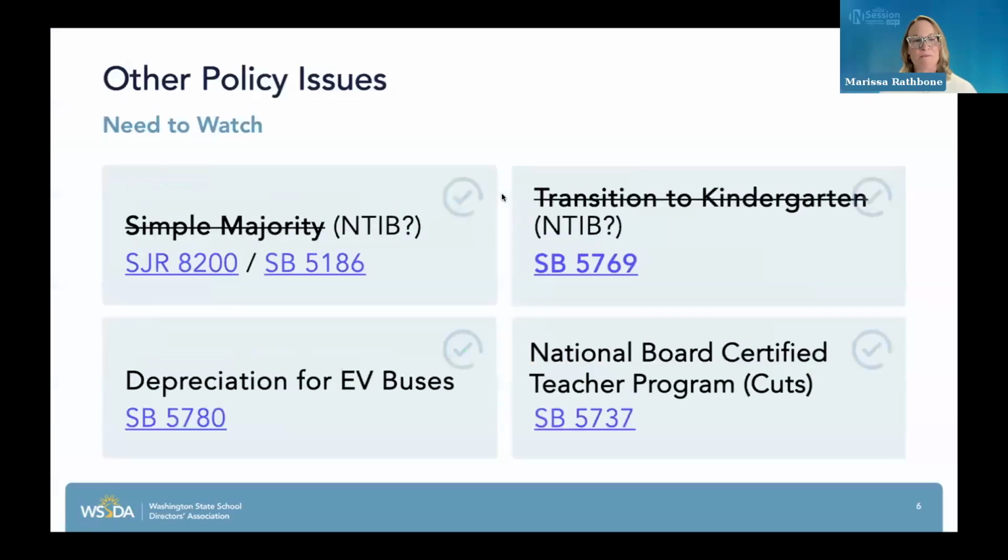There have been lots of other policy issues we've talked about throughout the session. Many of them have fallen off the bill watch list. Again, they could be back next year. But I wanted to let you know that the simple majority bill did not progress to the Senate floor. Some people are saying there might be a remaining opportunity for it to continue into the conversation at the end of the budget negotiation.